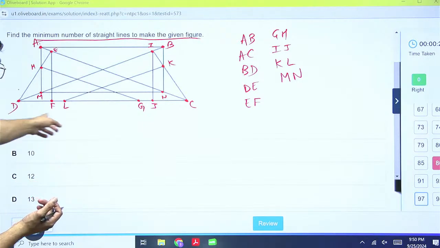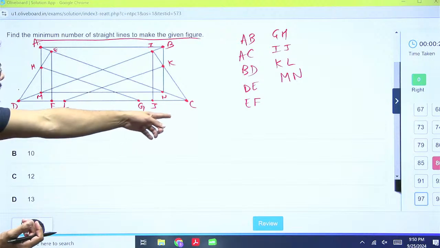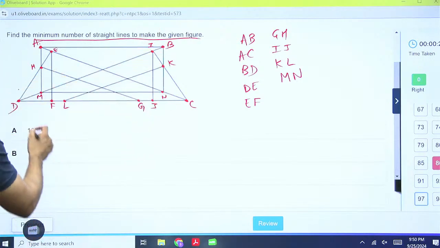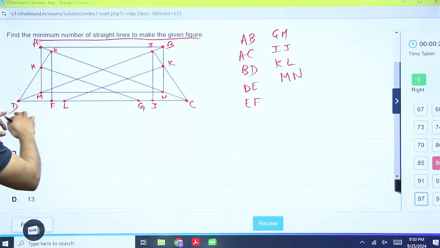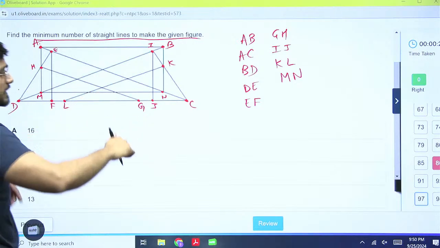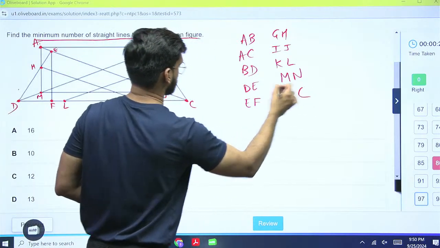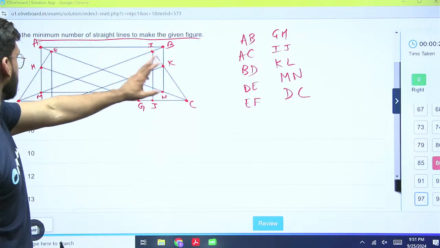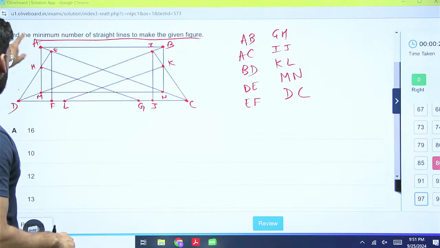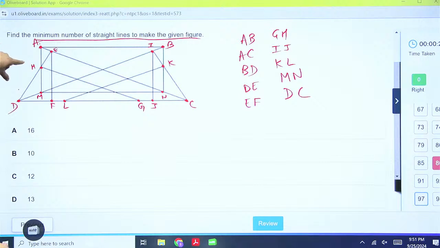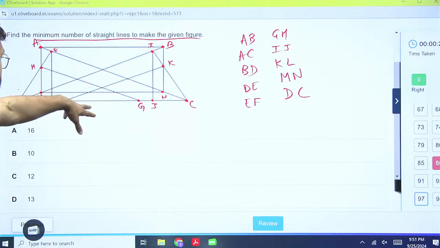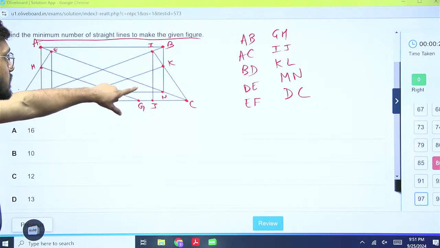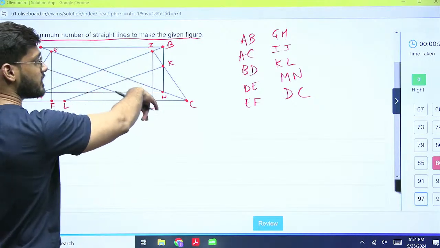Have we counted this point DC? No, because this is also the line D to C. D to C is also the single line, straight line. Have we counted this point AB? Yes. A to C? Yes. AC, AB, okay. And how many more points we can connect? Have we counted this point EF? Yes. BD? Yes. HG? Yes. IJ? Yes.